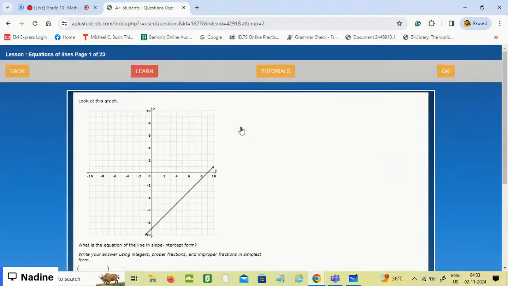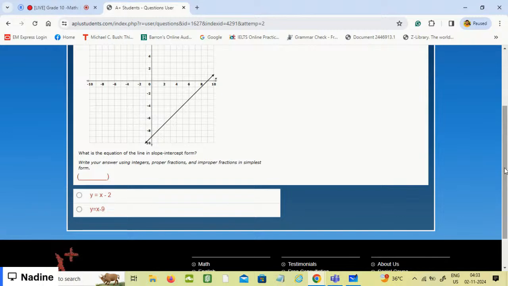Okay, look at this graph. Here is the point. The graph is touching at the y-axis at negative 9. You need to calculate the slope, right? The slope is 1, the equation is y equals x minus 9. Option number 2 is the correct option. That is y equals x minus 9.